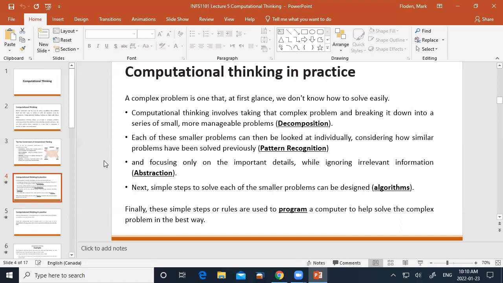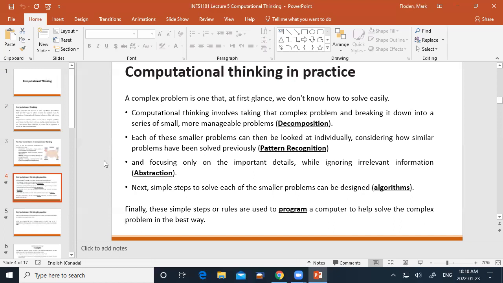Mathematicians do that. IT people do that. When we do it in IT, we're going to produce a little module to do that. Abstraction, as I mentioned, we find out what are the important details, kind of like filtering, I guess you'd say, and leave behind the things that aren't important.